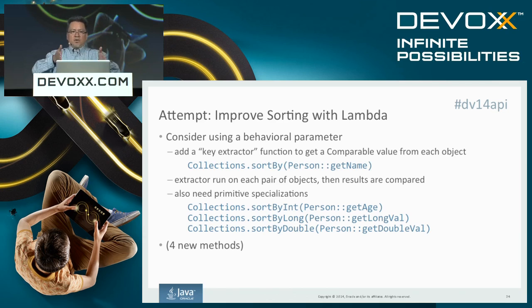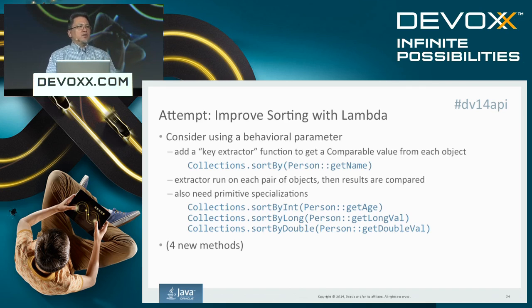It runs, for every pair, the key extractor on each one, and that results in some value that should be comparable, and then it compares those. And so that's how the sort order is established.